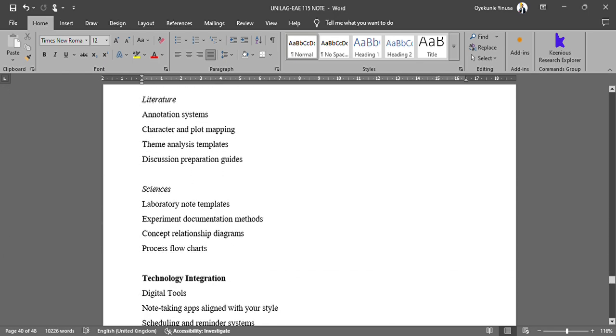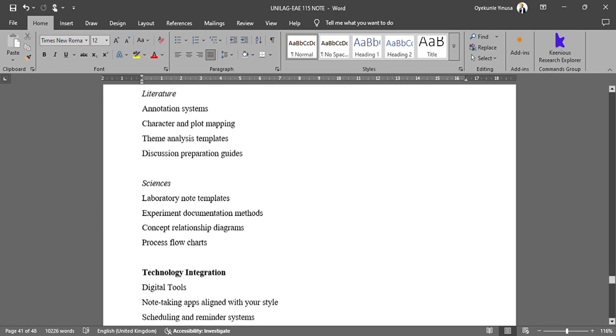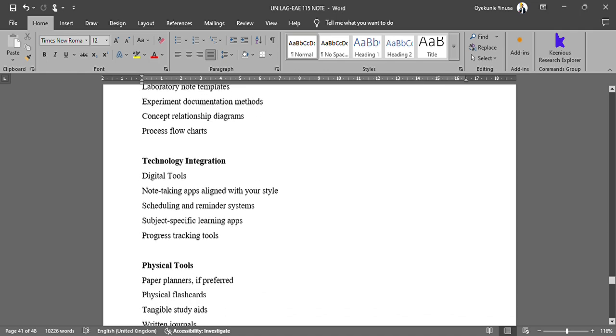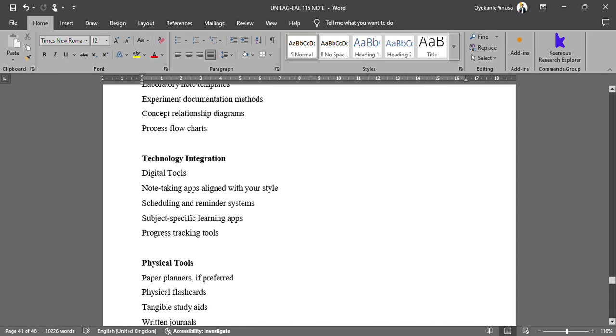For literature and sciences: for literature, an annotation system, character and plot mapping, and discussion preparation guides will help you. A team analysis template will also help you. For people in the sciences, a laboratory notes template, experiment documentation method, and concept relationship diagrams will help you a great deal.